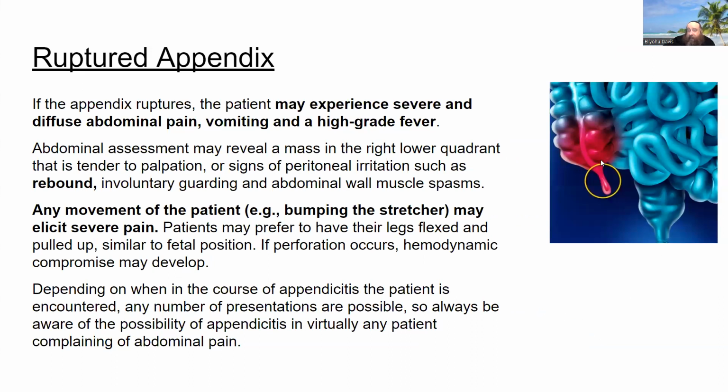Here's again a nice picture of the appendix. We don't want it to rupture if we can. So they may experience severe diffuse abdominal pain, vomiting, high-grade fever. Okay, so these are things to look out for. Abdominal assessment may reveal a mass in lower right quadrant, tender to palpation, or signs of peritoneal irritation, such as rebound. So this is what I was explaining before.